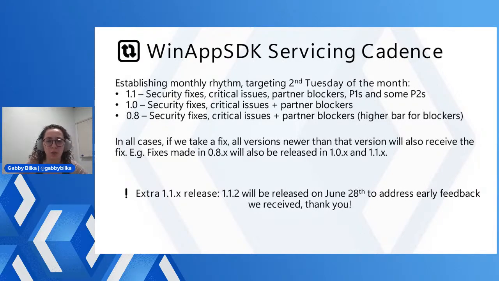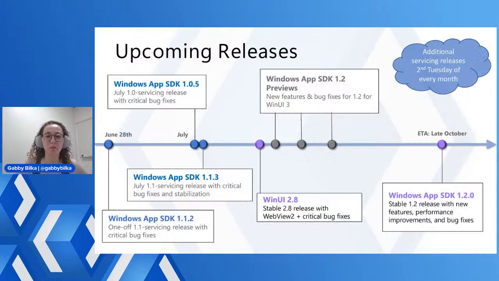I also wanted to note that we're going to do an extra 1.1.x servicing release. So 1.1.2, we're planning on releasing that on June 28th, in about 2 weeks, to address some of the early feedback we received post 1.1. So thank you for filing those. And we want to get another servicing in before next July, so the next patch Tuesday in July.